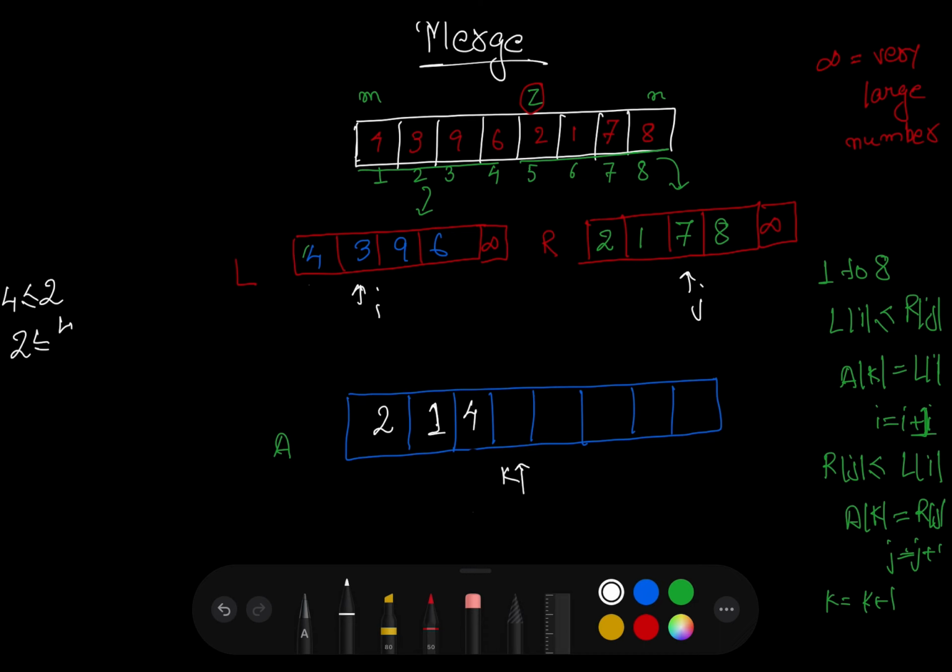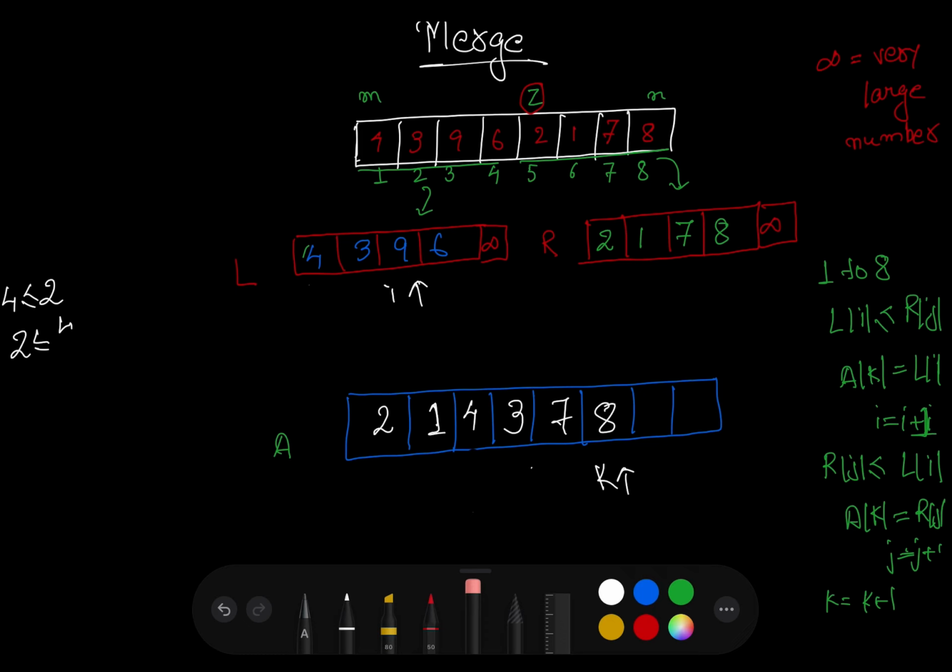Now 3 is compared to 7. 3 is less than 7. So 3 will be here, and then i gets incremented. Similarly, k gets incremented. k comes to here, i comes to here. 9 is greater than 7? No, 7 is actually less than 9. 7 comes here, and this j gets incremented, and subsequently k also gets incremented. Now 9 is greater than 8? No, 8 is less than 9. So 8 comes here.